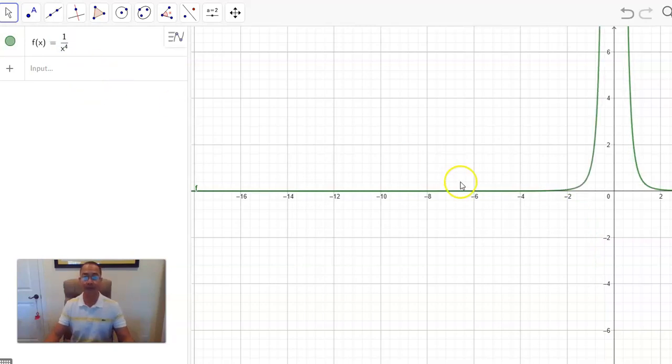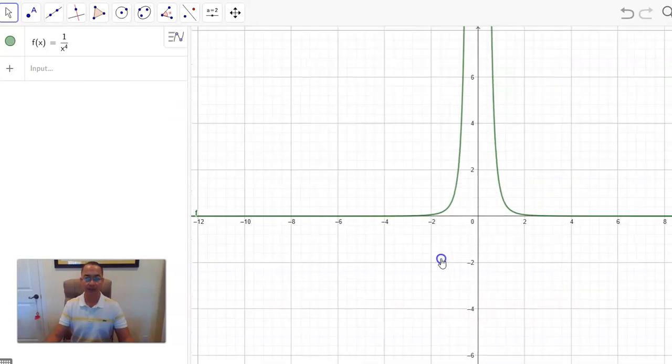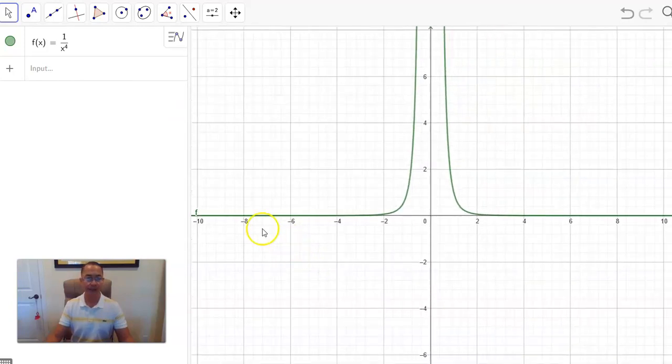So let's change that 3 now into a 4. And ooh, something a little bit different happens. Well, as x goes to minus infinity and plus infinity, same behavior actually.